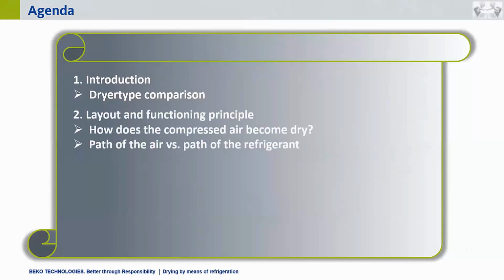On point 2, we will have a look at the actual object of desire for today, which is our refrigerant dryers. So here we will take a detailed look at how the dryer works and also talk about the internal design and clarify how the air actually becomes dry. We will also explicitly separate the path of the air and the path of the refrigerant inside the dryer.